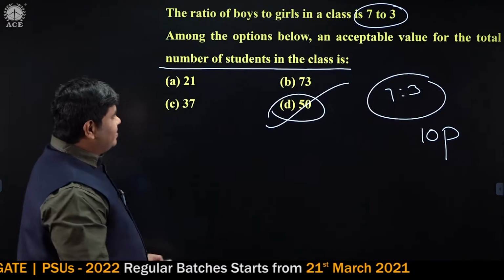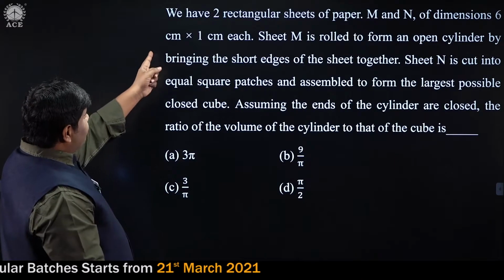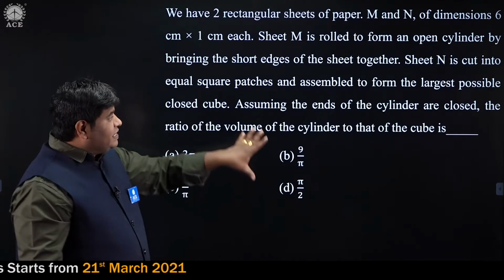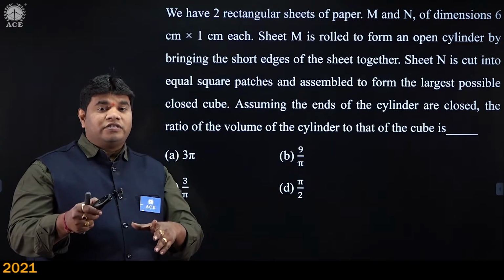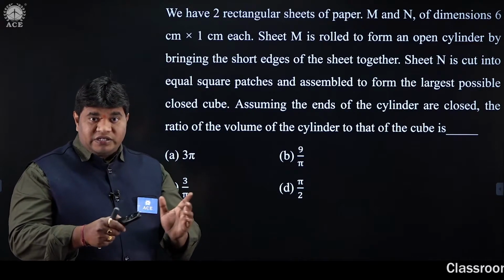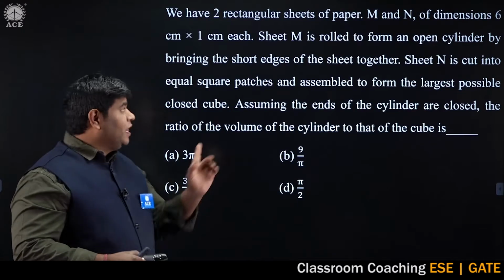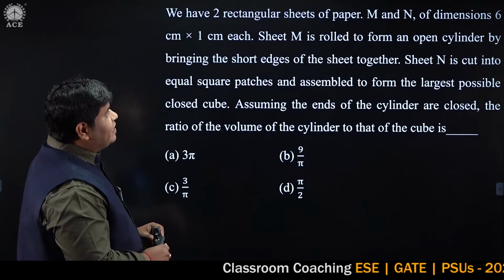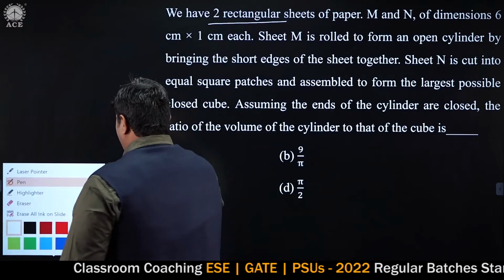Next, observe this problem. This type of paper folding question is given in every branch, students. Not only CSE. Mechanical, civil, EC, every branch also has one question. We have 2 rectangular sheets. Observe.